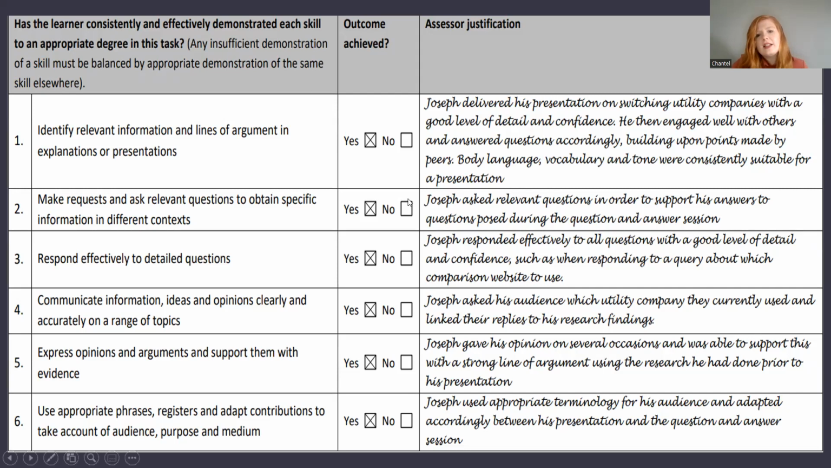Down the right-hand side, you might want to pause the video for a while and have a read of that. Joseph is a dummy candidate, and this just shows you how we as assessors will be marking you and grading you on your presentation there.